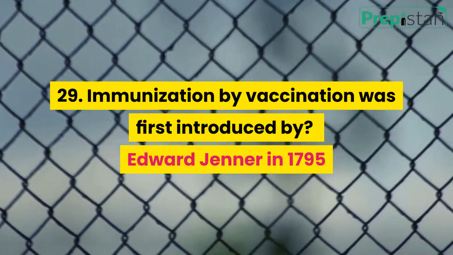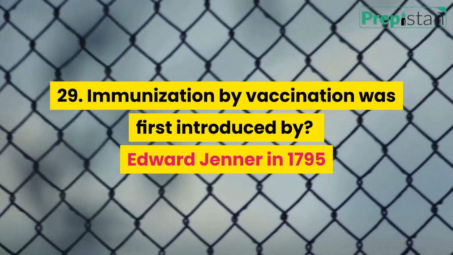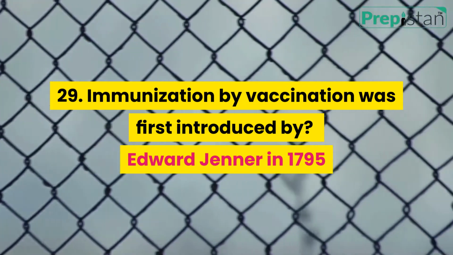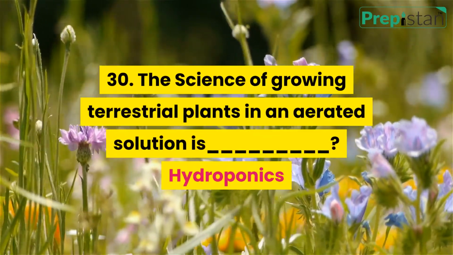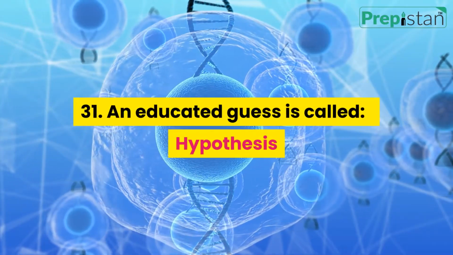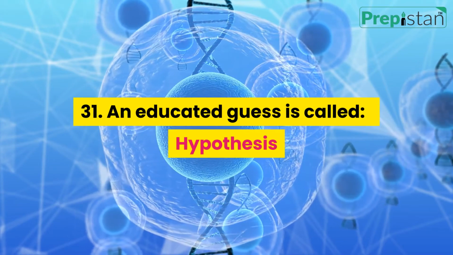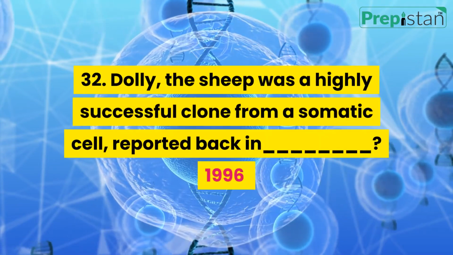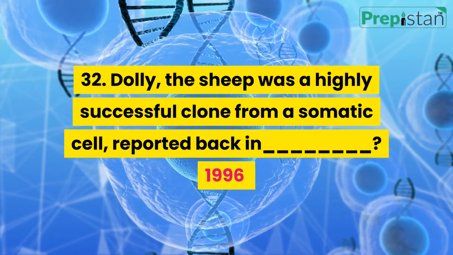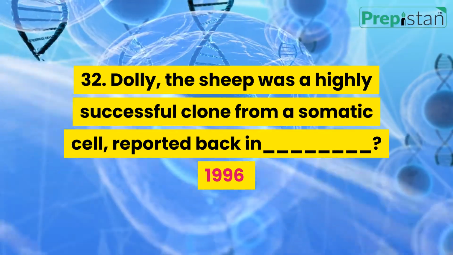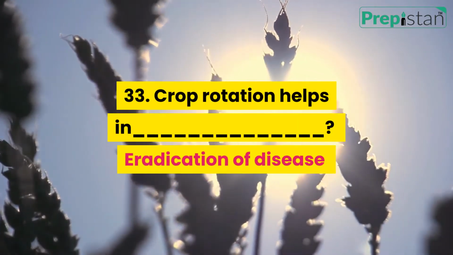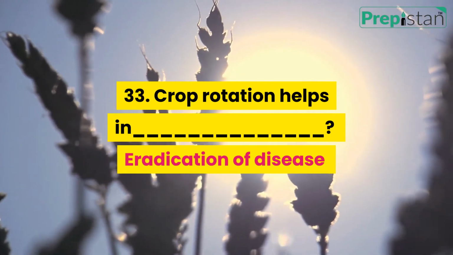29. Immunization by vaccination was first introduced by Edward Jenner in 1795. 30. The science of growing terrestrial plants in an aerated solution is blank hydroponics. 31. An educated guess is called hypothesis. 32. Dolly, the sheep was a highly successful clone from a somatic cell, reported back in blank 1996. 33. Crop rotation helps in blank eradication of disease.